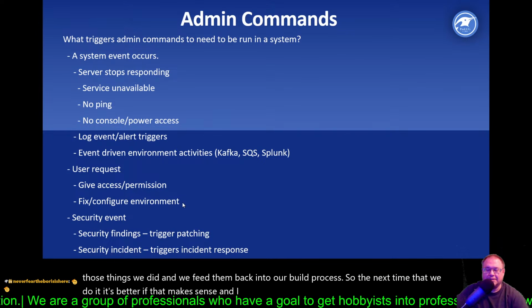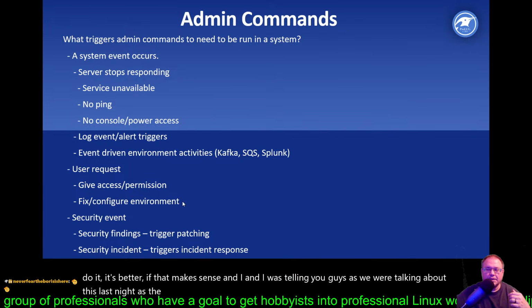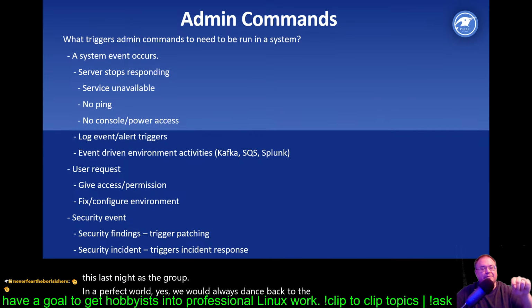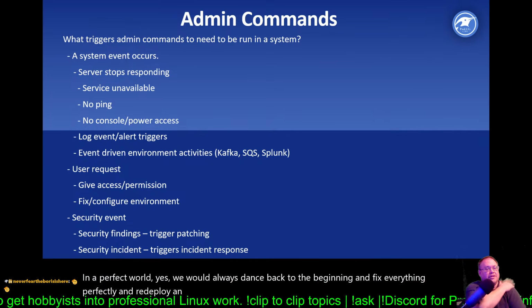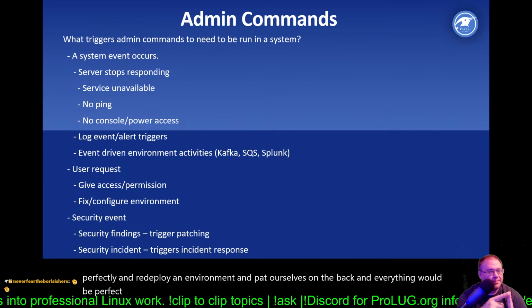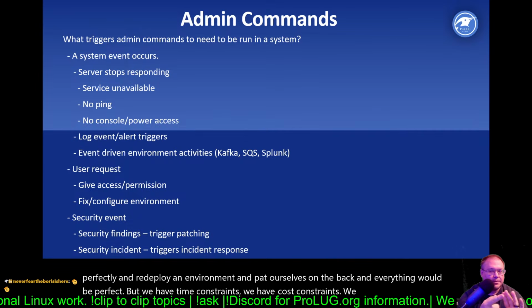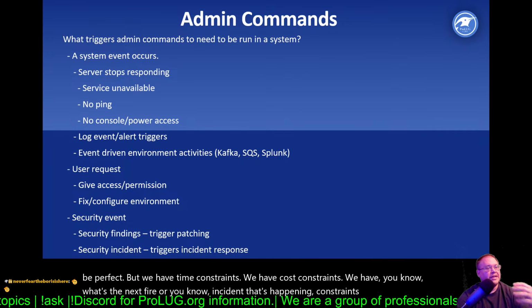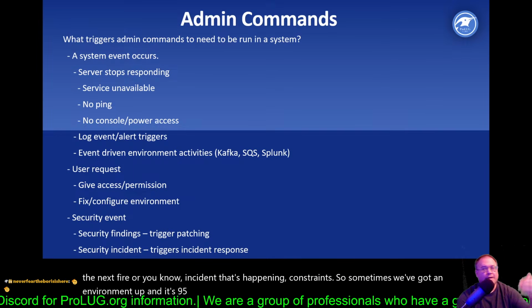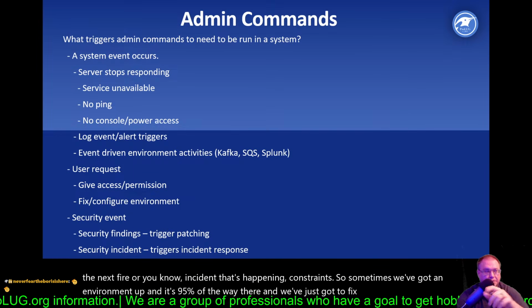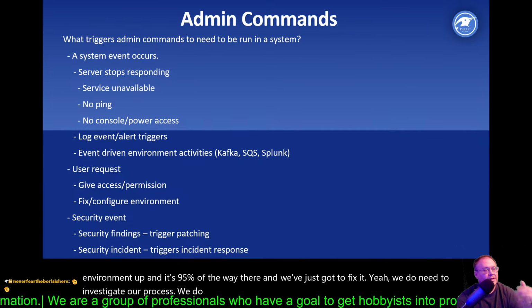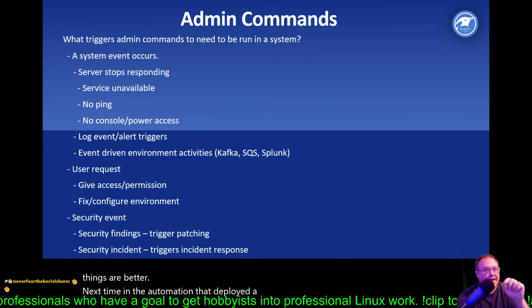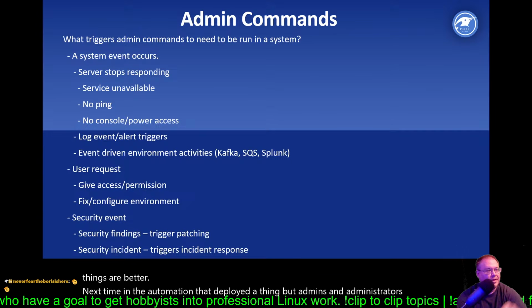And I was telling you guys, as we were talking about this last night as a group, in a perfect world, yes, we would always dance back to the beginning and fix everything perfectly and redeploy an environment and pat ourselves on the back and everything would be perfect. But we have time constraints, we have cost constraints, we have what's the next fire or incident that's happening constraints. So sometimes we've got an environment up and it's 95% of the way there and we've just got to fix it. Yeah, we do need to investigate our process. We do have to do some quality management and make sure that things are better the next time in the automation that deployed a thing. But admins and administrators have to make things right in an environment all the time.